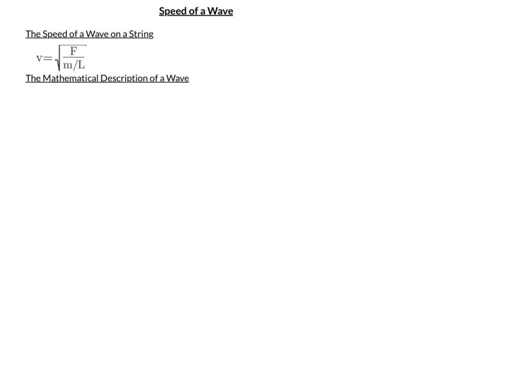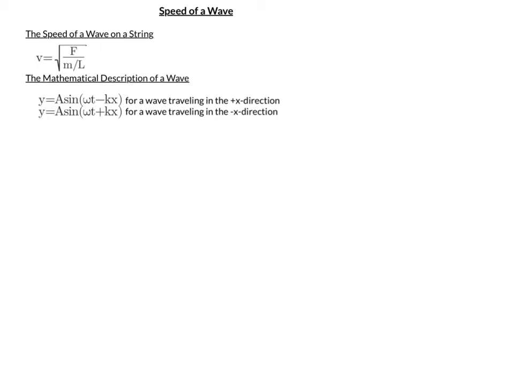Now let's look at a mathematical description of a wave, and we will incorporate some of this velocity business in it. Here we have two equations, and the two of them differ by a single sign. This one has a negative sign, this one has a positive sign, and that's because the top wave equation is for a wave traveling in the positive x direction, whereas the bottom one that has a plus travels in the negative x direction.